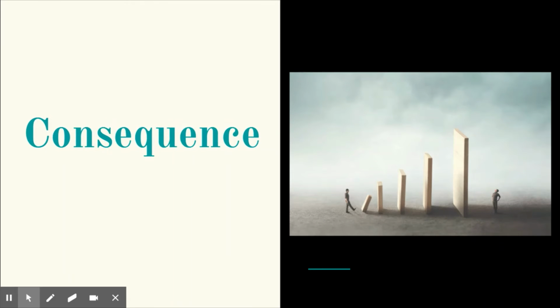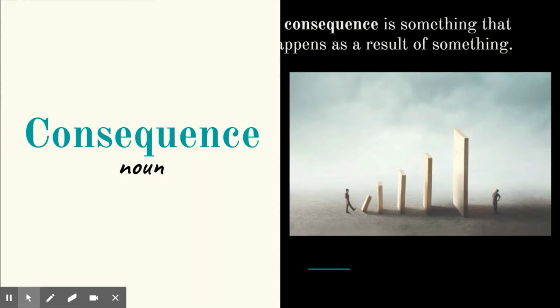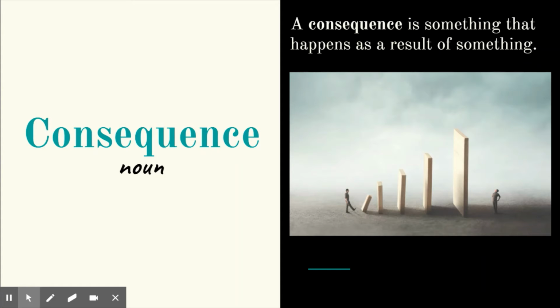Let's read that word together. Consequence. Can we do it again? Consequence. And consequence is a noun. Now, I want you to look at the illustration. Look, we have two persons, one in front and one in the back, and the one in front probably cannot see the one in the back. So think about the consequence of those walls falling.